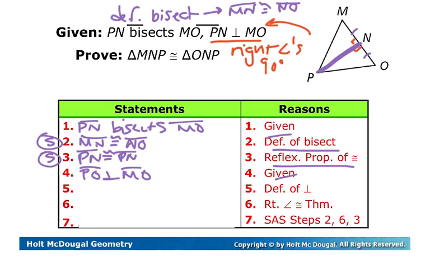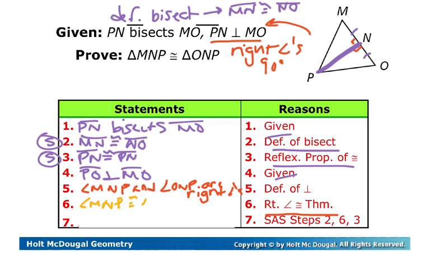And then we get that PO and MO are perpendicular. And so by the definition of things being perpendicular, we now get to say that angle MNP and angle ONP are right angles. Then looking at the right angle congruence theorem, if we have two things that are right angles, then they are congruent to each other because there's no other degree that's in there. So MNP is congruent to ONP, which gives us now an angle.